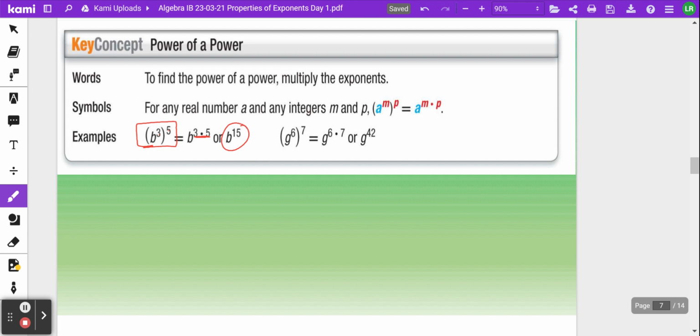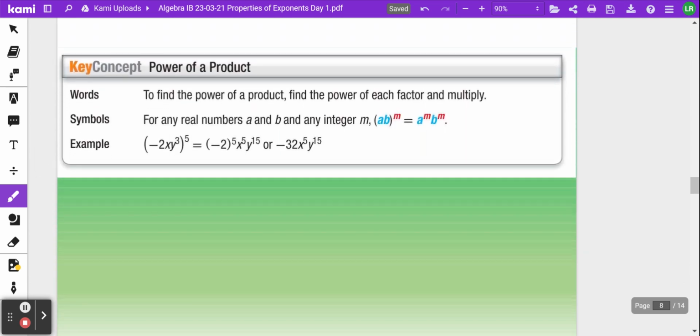I'm allowed to multiply those two exponents together, 3 times 5, and I get my answer as b to the 15th. Now, you will see ones that are a little bit more complex, sort of like what you see here. So notice there are more than just one base. I have 1, 2, 3 different bases in this problem. All right, so watch how this is done here. So we're going to take our negative 2, and that one gets raised to the fifth. It ends up being all of them doing that.